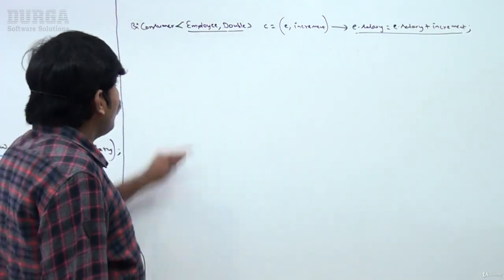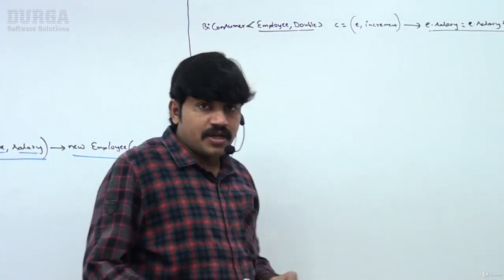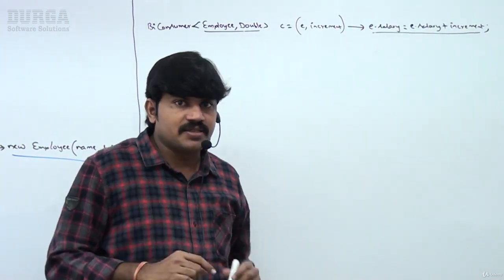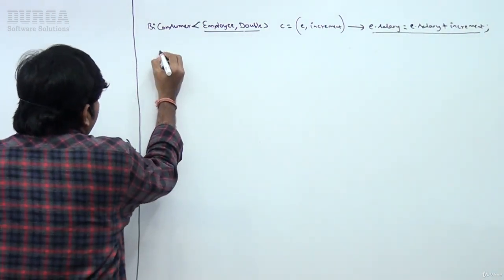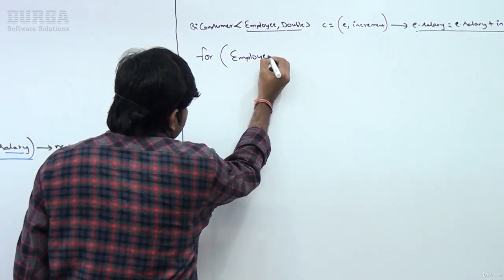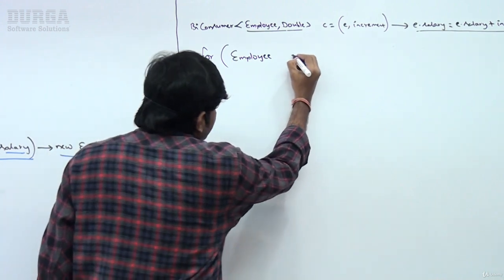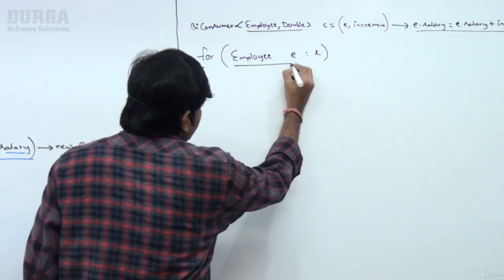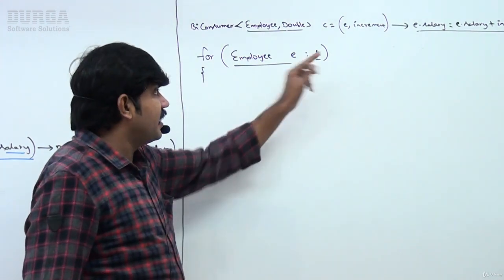Now I want to use this BiConsumer for every employee object present inside the ArrayList. My requirement is, for each employee e in l. Are you getting that? For every employee e present inside the ArrayList.